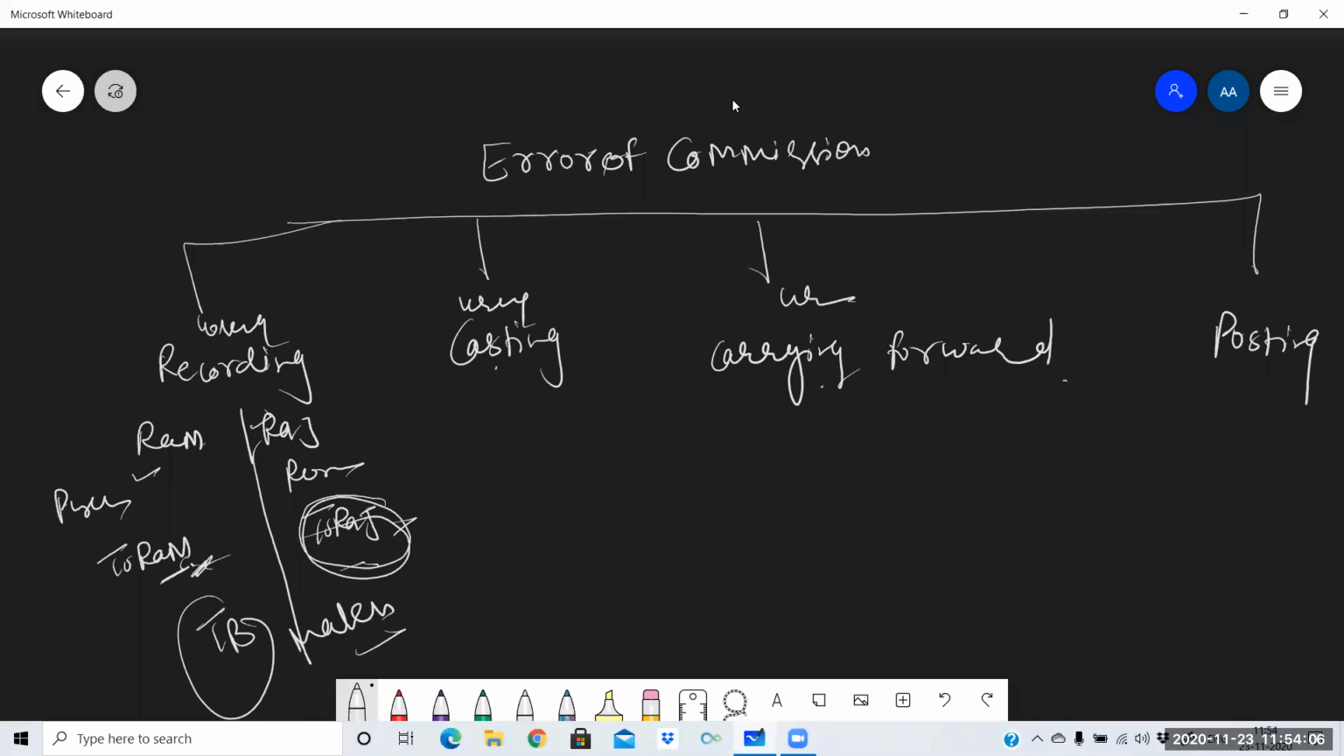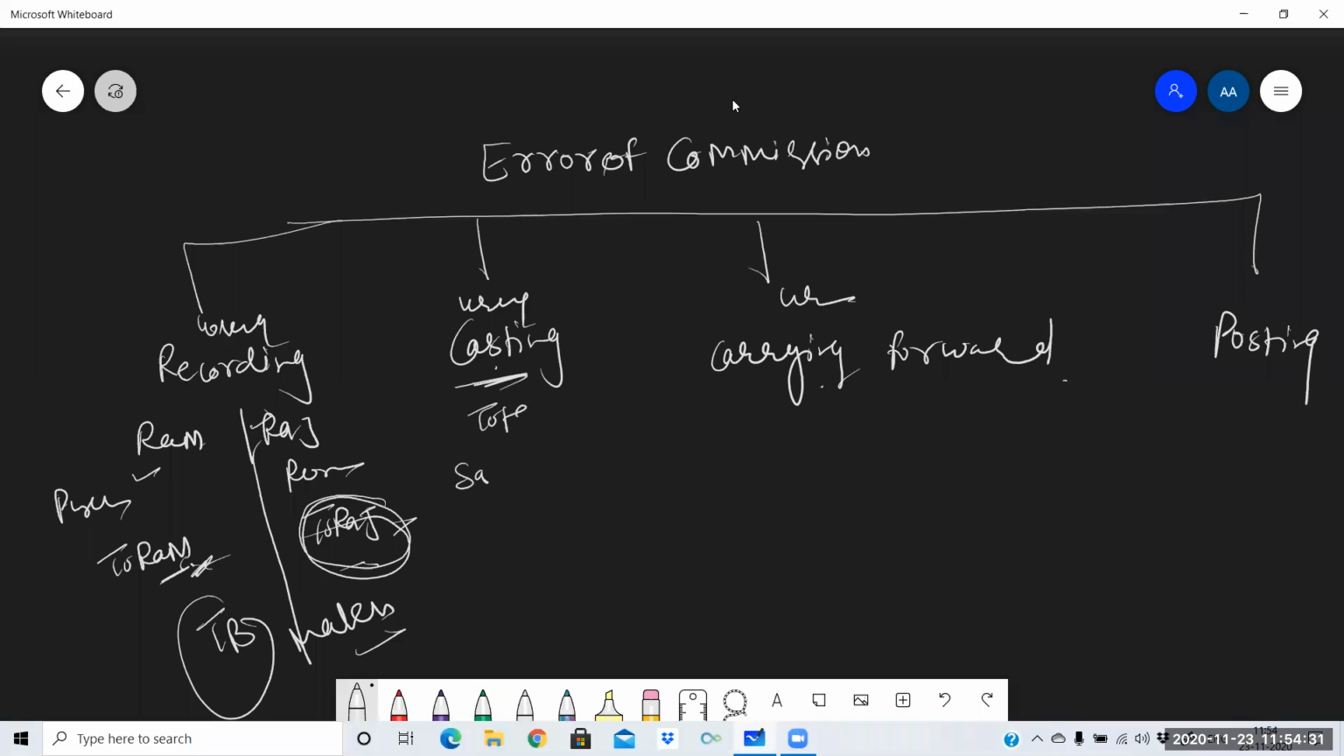And in wrong recording, the transaction will be recorded on the correct side, but in the wrong account. So that's why it is said wrong recording. Instead of Ram, we have credited Raj. Okay. So errors of casting. These errors arise when a mistake is committed in totaling. Casting means totaling.